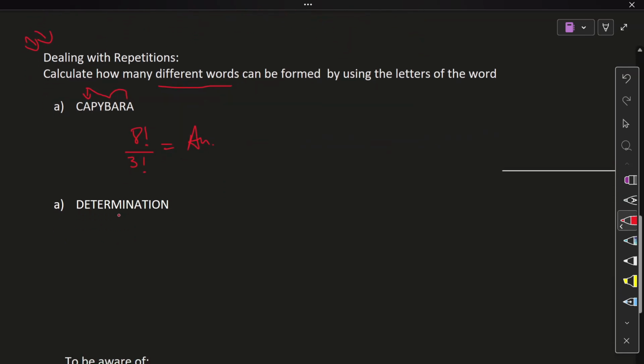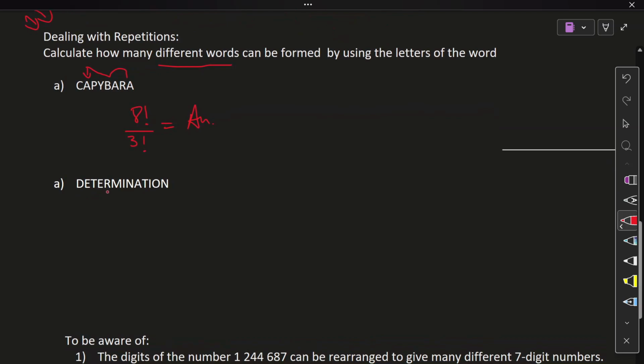Moving on. Determination, a big word. 1, 2, 3, 4, 5, 6, 7, 8, 9, 10, 11, 12, 13. 13 letters. 13 factorial, 13 letters that can move around to give a different arrangement. But E is being repeated two times, giving the same arrangement, so that goes in the denominator. One more thing is being repeated: I can see the T is 2 times. That's also going to be in the denominator.